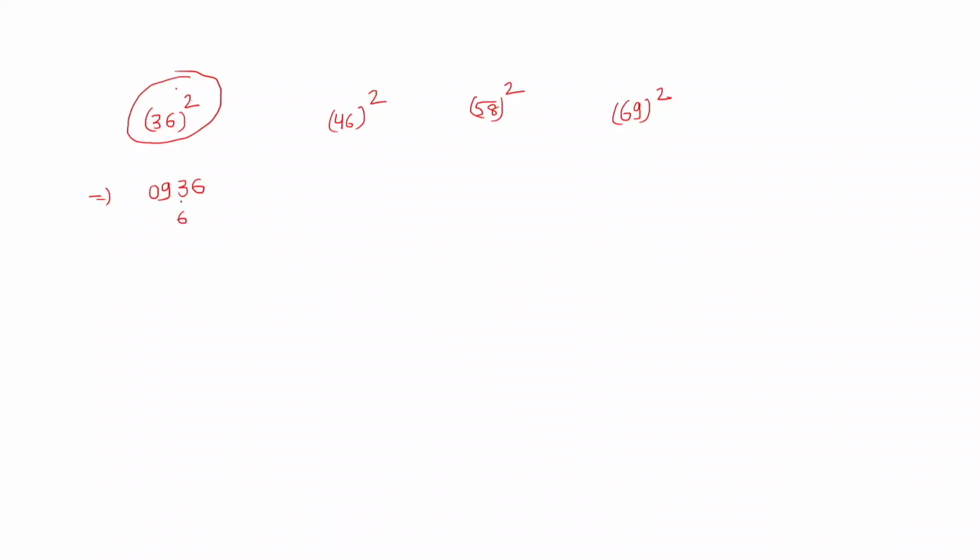Understood? So I'll write 6 under 3, 3 under 9. So 6, 9, 9, 3, 12. 36 square is 1296. Now I should find out what is the value of 46 square.